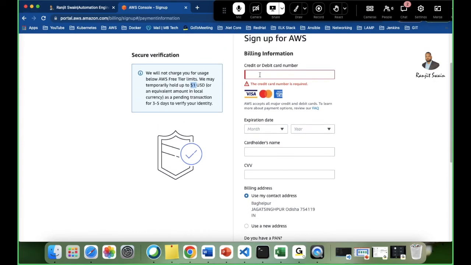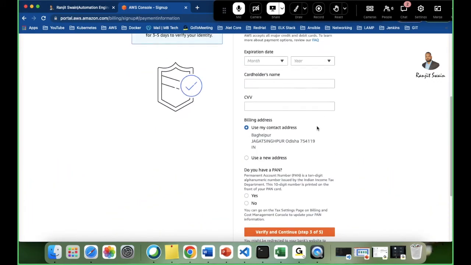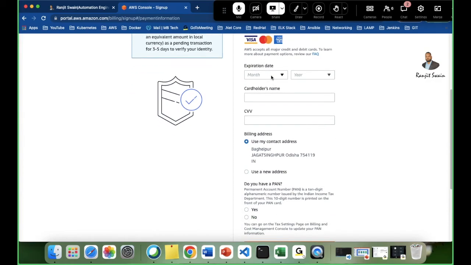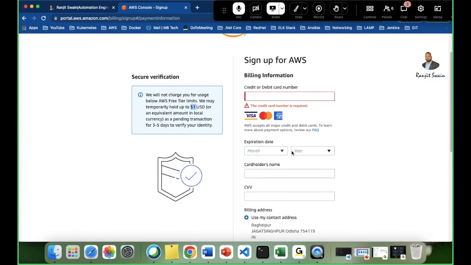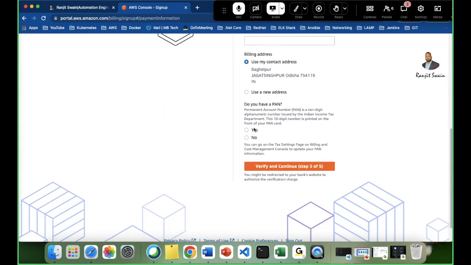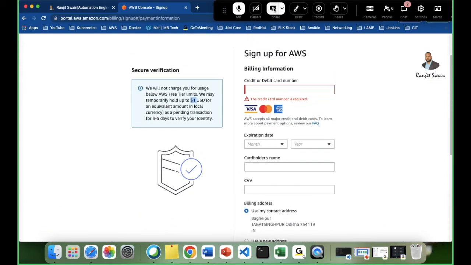Okay, so let me just give this credit card information. Sorry. Okay, I'm just stopping my screen share. So you have to provide your credit card number, expiration date, cardholder name, CVV, and your PAN number if you have it, or if you don't want to give it, you can leave it, and then verify and continue. I'm stopping screen sharing, then I'll go ahead.